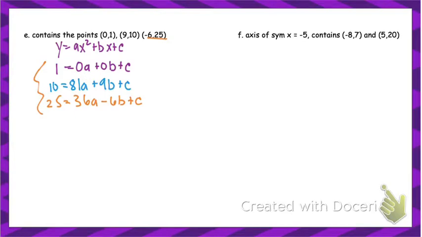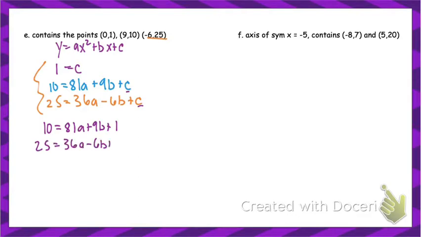Well, if you're given the y-intercept, you're going to have a pretty simple system to solve because 0a plus 0b means just c equals 1. If c equals 1, then I can just plug that in to both of those values. So then I have 10 equals 81a plus 9b plus 1, and 25 equals 36a minus 6b plus 1. So then to solve these, let's go ahead and just put them in another form. And one thing you'll notice now is that we can reduce both of these equations.